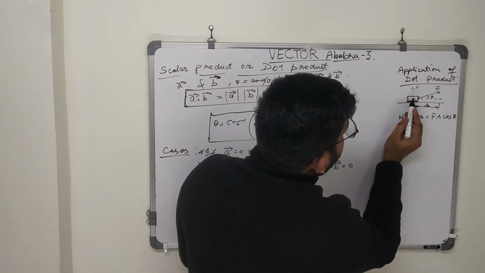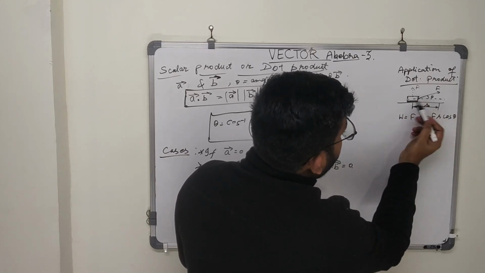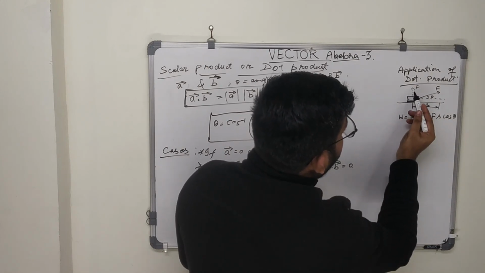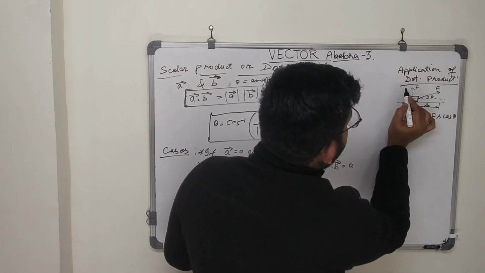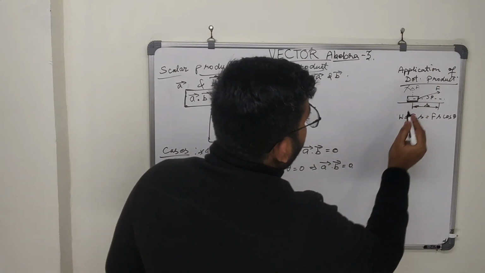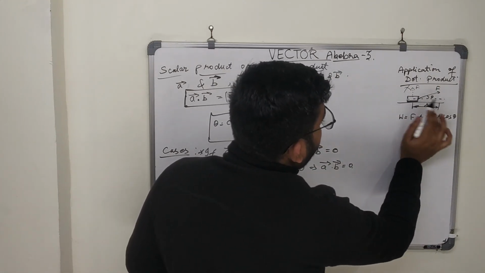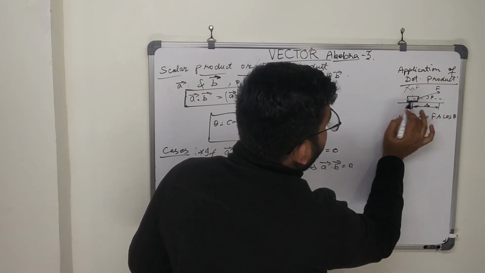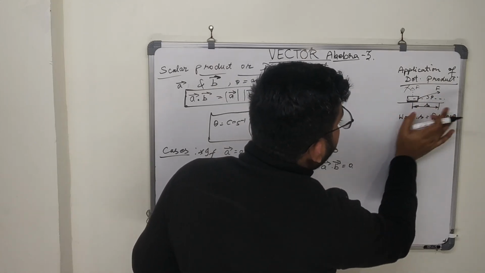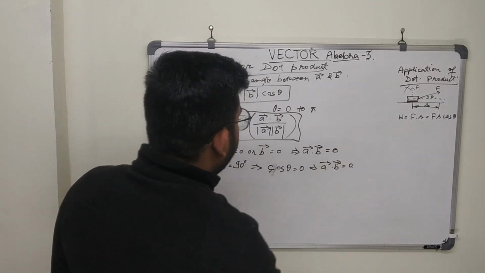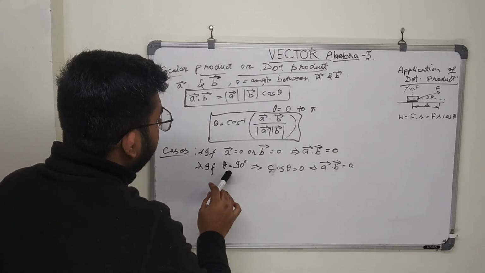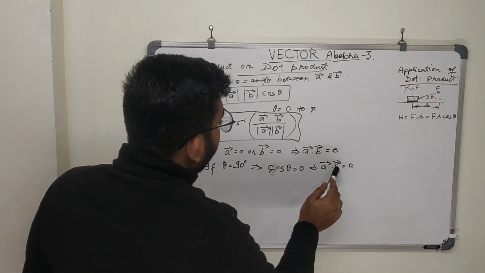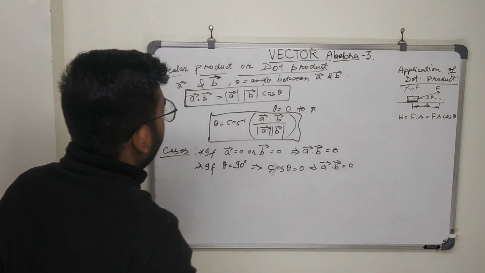Is it possible to displace the block through this distance by applying the force perpendicular to the movement direction? No, this cannot be the force. So we have to apply force either parallel or at some angle with the horizontal to displace the block to some distance. So we can say that if theta is equal to 90 degree, the dot product of the vectors will be 0.